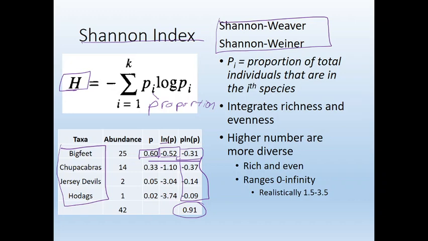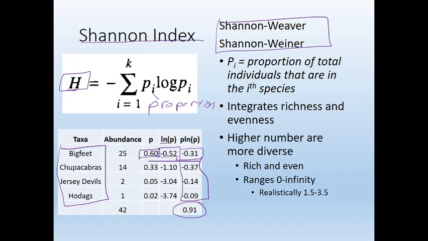Theoretically, this Shannon number can range from 0 to infinity if you have an infinite number of species in a community. But that doesn't make sense, right? So realistically, in most biological communities, we get some sort of number between 1.5 and 3.5, sorry. So that's the Shannon index.